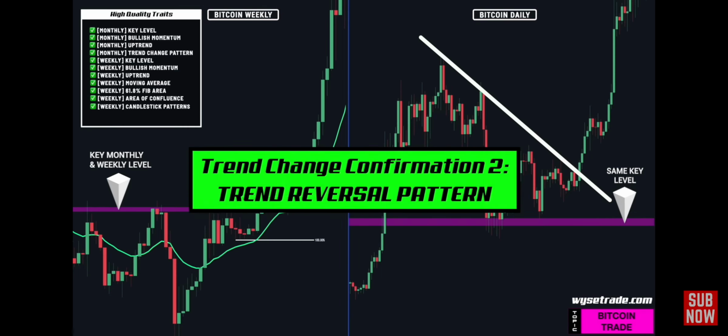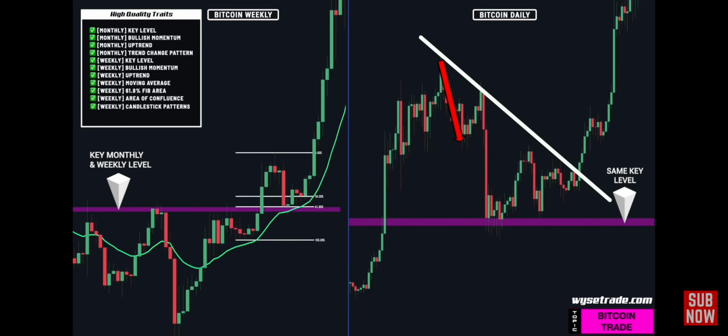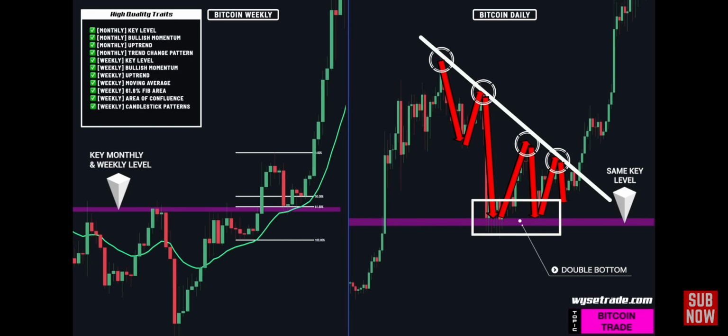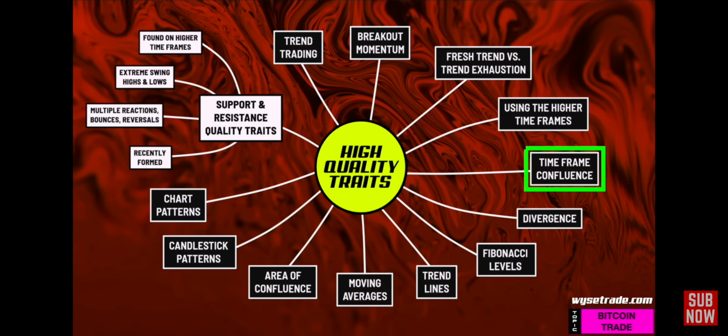Now secondly, you also had a higher high, which is another trend change pattern. Run, pullback, run, pullback, run. But notice how this run here failed to make a lower low, but instead made a same low, or a double bottom, which shows a loss of momentum. And this all occurred at the weekly and monthly level. Clear lower highs before price finally broke through the trend line and made a higher high, which is again another trend change pattern.